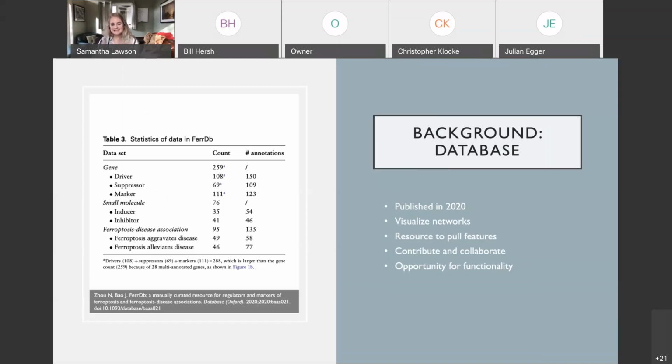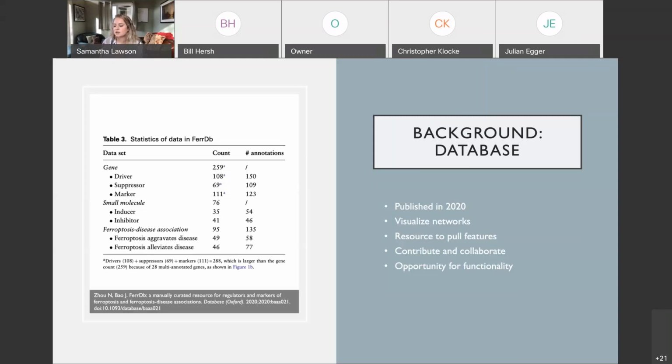Okay, bringing this into a little more database, so FairDB was published in early this year, March of this year. It's a database specific to those markers, characterizations, diseases, and agents for ferroptosis, and they also have other functionalities to visualize the networks within this mechanism, and it is what I used to pull, among other things, to pull features for my model.